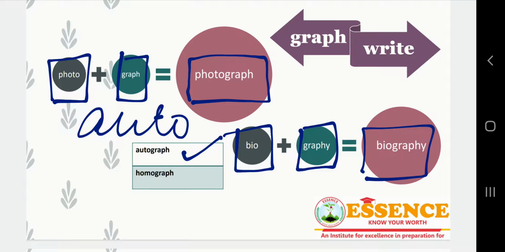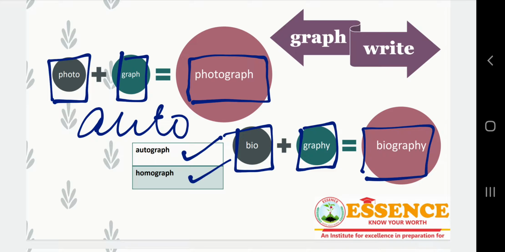Similarly, you have an autograph. Auto means self, graph means write. So what is an autograph? When you are writing by yourself, when you've seen those, you get people see those celebrities and run, oh my god, can I have an autograph, can I have an autograph? So what is an autograph? When you are writing for yourself, you give your signatures, and that is called an autograph.